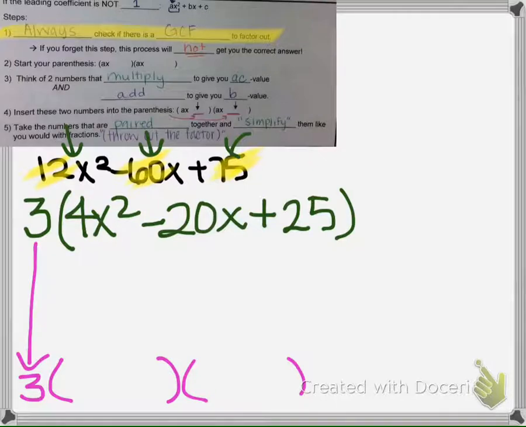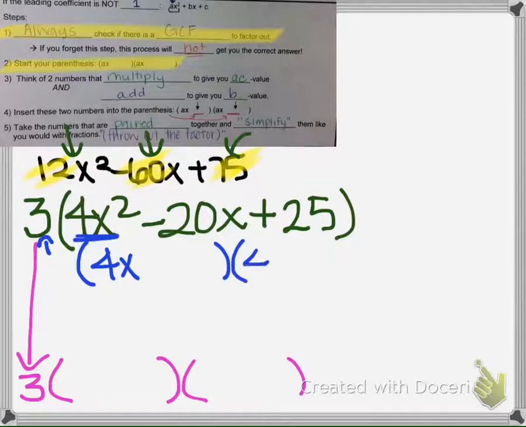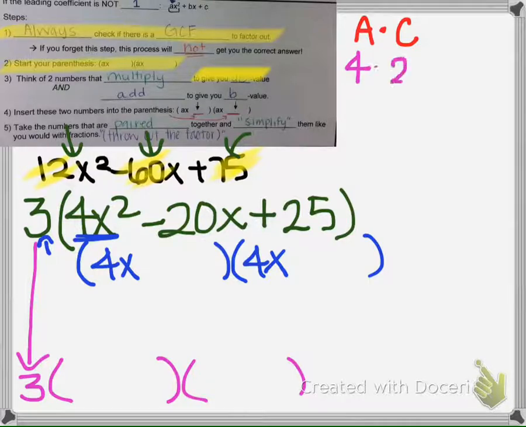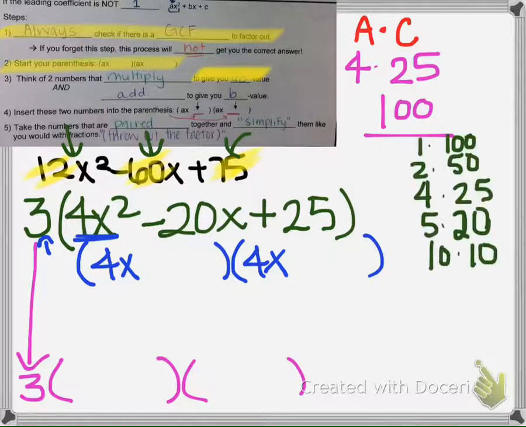So now step 2 is we're going to start our parentheses. So I'm just going to ignore this 3 right now. So I'm going to take this 4x and put it in the front of the parenthesis. And then I'm going to multiply a times c. So a is 4 and c is 25. So we get 100. And now we're going to list our factors of 100.